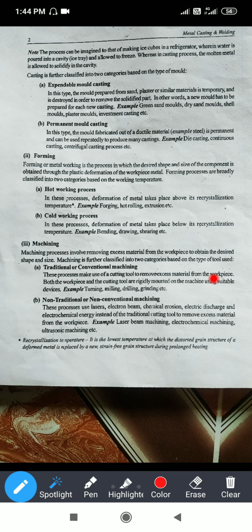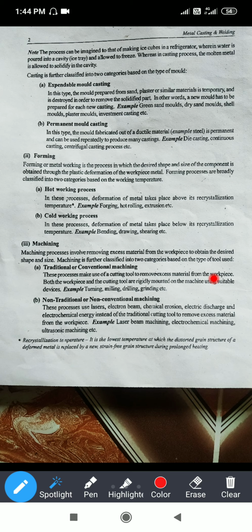These forming methods of a manufacturing process are carried out in two different conditions. The first one is a hot working condition and the second is a cold working condition. The name itself indicates the forming methods: hot and cold. Hot means at a high temperature. Cold means at a low temperature.